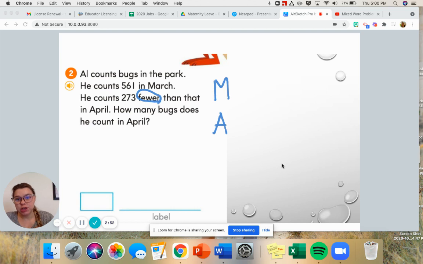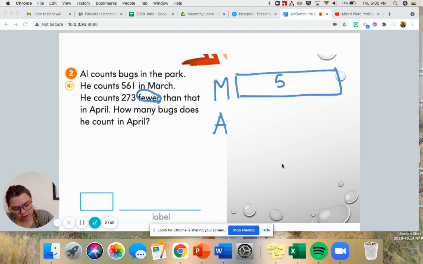In March, he counts 561. So we can draw our bar there and we can put the number in it because we know it's 561. So go ahead, pause the video, get to this point, please. Okay, and then in April, we don't know how many he counts, but we know that he counts 273 fewer in April. So his bar in April is going to be shorter.